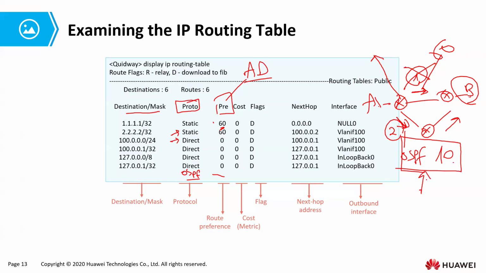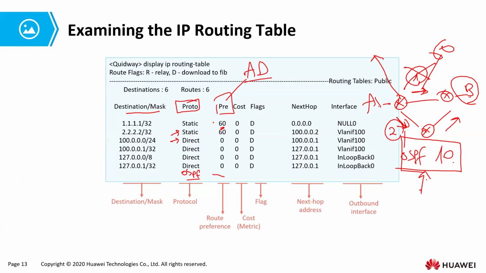OSPF is more preferred, so it is the one that goes into the routing table. So preference shows us the most trusted route. That's another way you eliminate routes from the routing table. The most trusted route is the one that goes into the routing table. So that's the preference for you. Then we have cost.